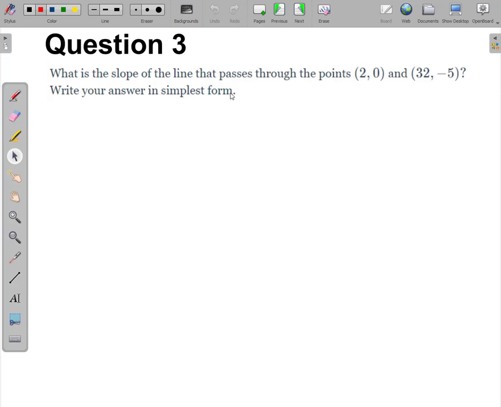Question 3. What is the slope of a line that passes through the points (2, 0) and (32, -5)? Write your answer in simplest form. So whenever I've been given 2 points, I am going to use the formula for slope, which is y sub 2 minus y sub 1 over x sub 2 minus x sub 1.